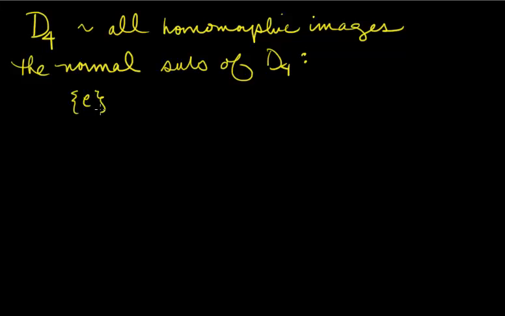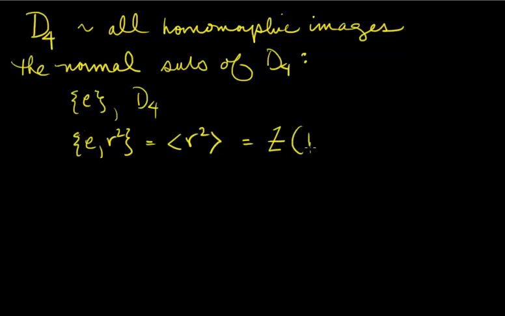Well, of course, the identity, and D4 itself, the two obvious ones. The other normal subgroups: the center of D4 is this one, {E, R squared}, in other words, the little cyclic subgroup generated by R squared. That's equal to the center of D4, and we know that the center of a group is a normal subgroup. And by the way, you should be able to prove that. That's in our handout, Handout 4. Another normal subgroup is the one generated by R, which is the identity, R, R squared, and R cubed.